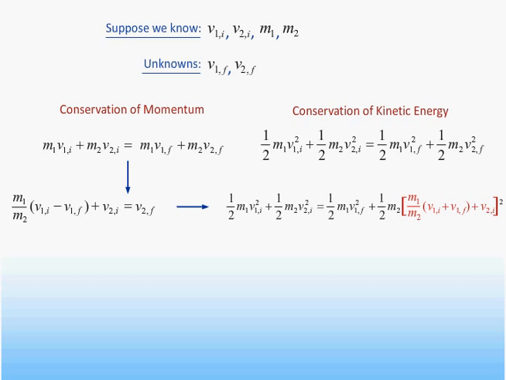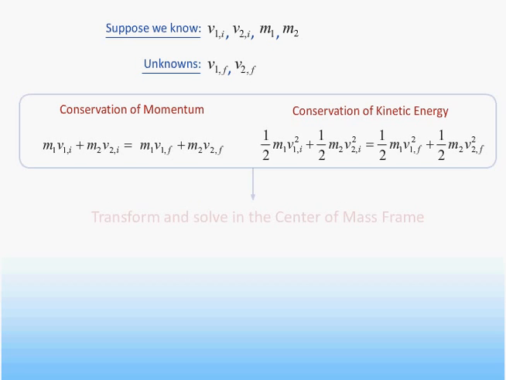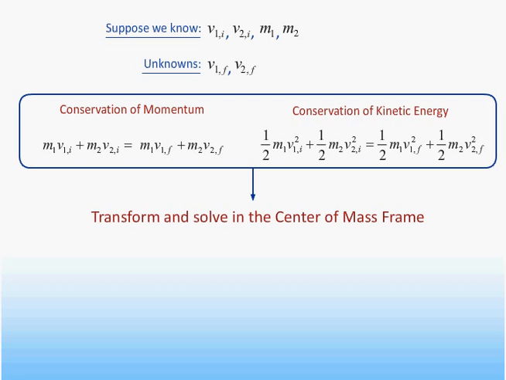Physics can rescue us from this tedious mathematical chore. Namely, if we solve this problem in the center of mass frame, we can avoid solving any quadratic equations. We can then determine the final velocities in the initial frame by simply transforming the velocities in the center of mass frame back into the initial frame. We will perform this calculation on the next slide.